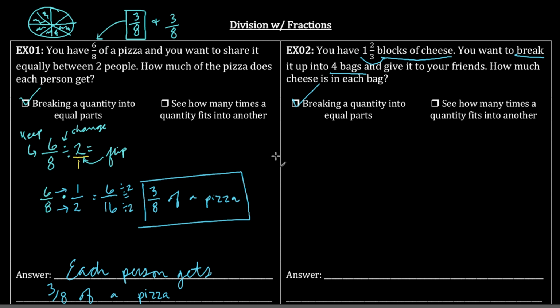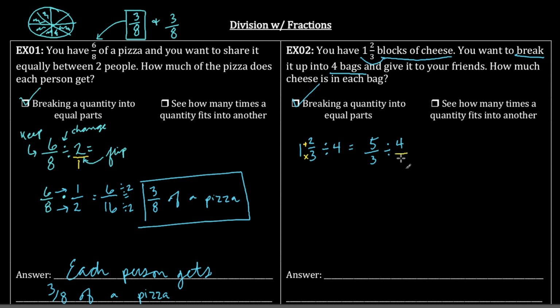So we know we're breaking it up. So we know it's 1 2/3 divided into 4 equal groups. Before we continue, let's go ahead and use the Texas method to change this mixed number into an improper fraction. So there are 3/3 in a whole, plus 2 is 5/3. So we have 5/3 divided by 4.